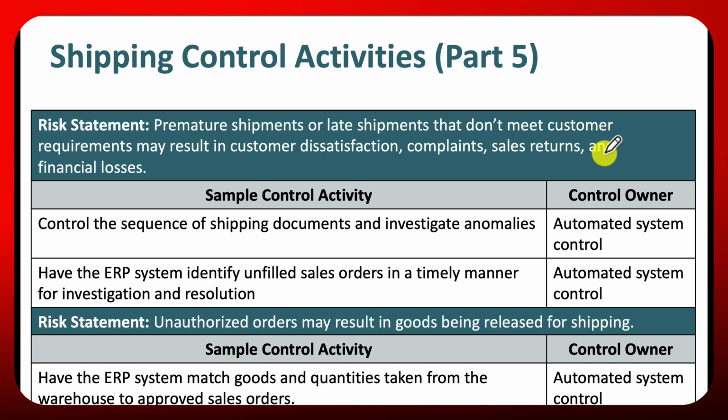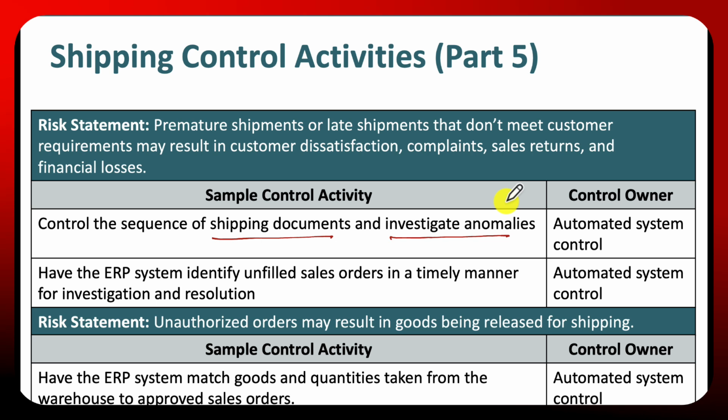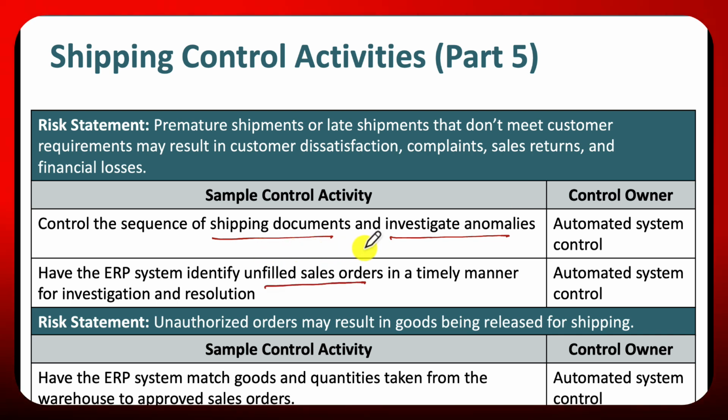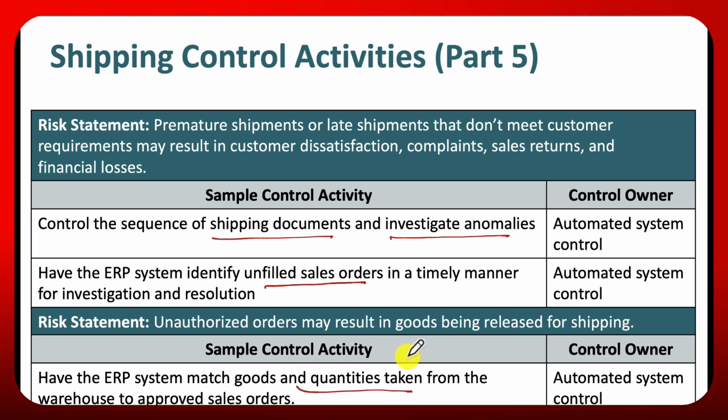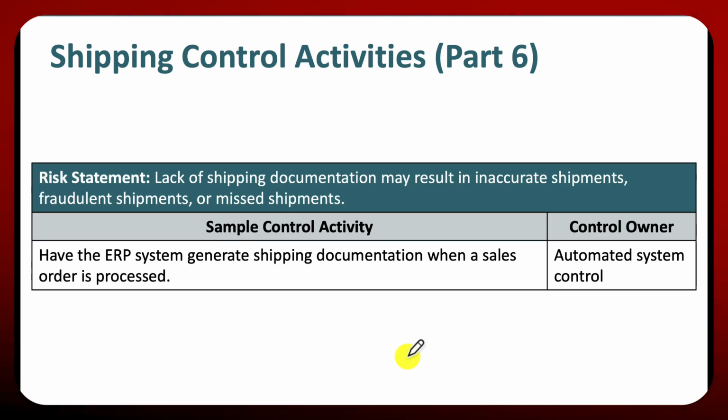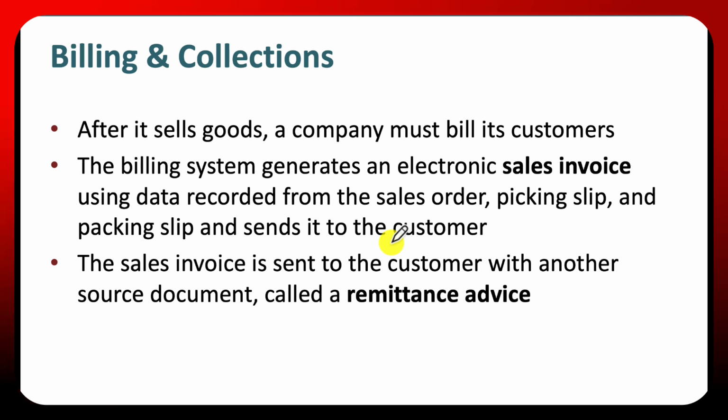And then we have here our automated systems controls. These might include the sequence of the shipping documents and the investigation of any anomalies. We might have the ERP system identify any unfilled sales orders to see how we can get those orders out. We might also have the ERP system match the goods and quantities from the warehouse to the sales order to show us any discrepancies. And lastly, we might have the ERP system generate the shipping documentation when the sales order is processed.